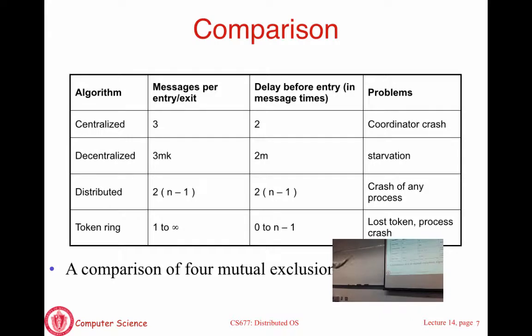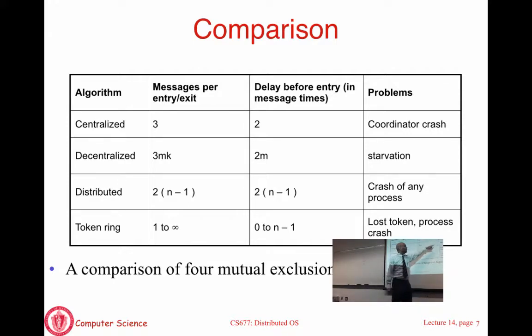Here is just a comparison of the 4 techniques we saw: centralized, decentralized, distributed, token ring. You'll see in the centralized approach there are 3 message exchanges to grab the lock. Here you have to have voting, so there are going to be votes cast and results sent. In the distributed one, you send n-1 messages, you wait for n-1 replies, so it's 2(n-1). In a token ring, it depends on the size of the ring. It's not 1 to infinity. It depends on the size of the ring, how much overhead is incurred for the token to come back to you.